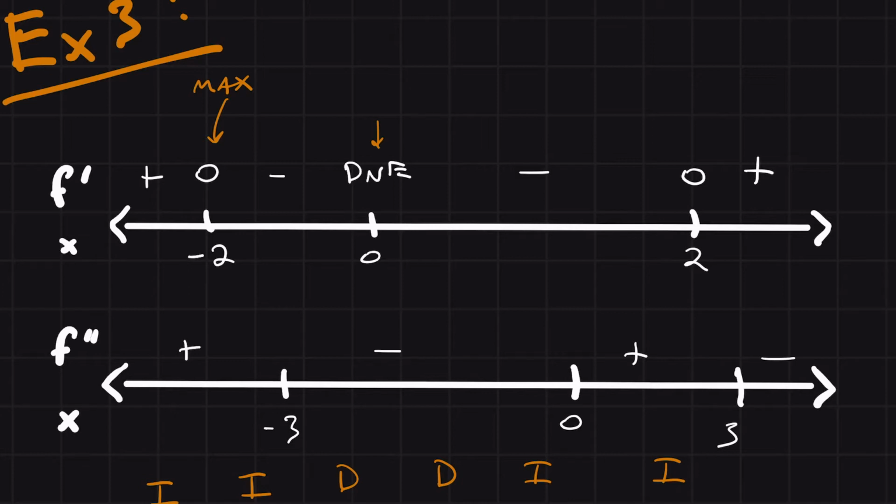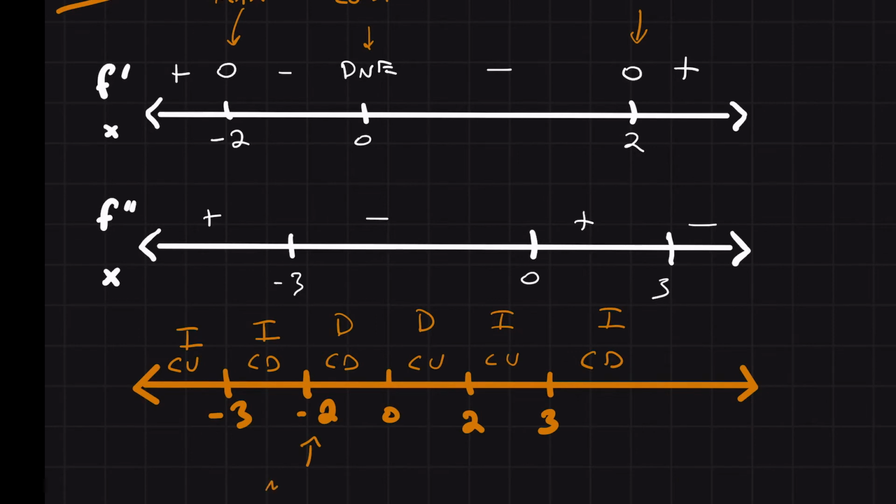Having f prime not exist at that point means that we could have something like a vertical asymptote or a cusp or a corner right there. I'll just draw this as being a cusp. And then at x equals 2, we have a horizontal tangent. F prime of x goes from negative to positive. So that would be decreasing to increasing. So we would have a min at x equals 2.